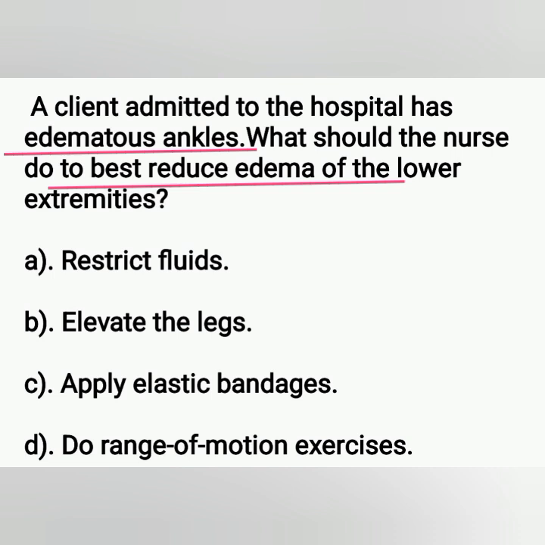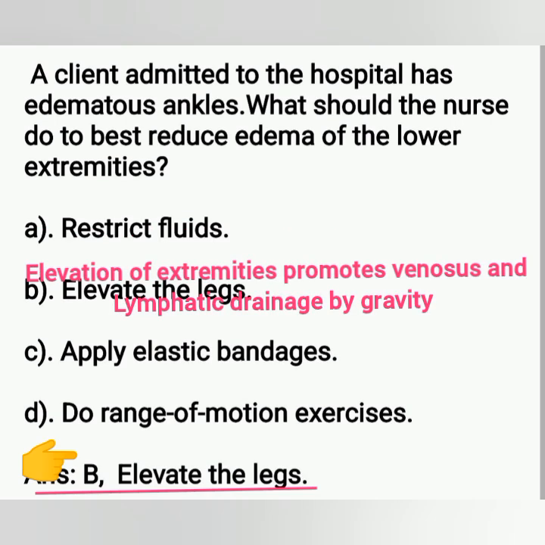Here the question is, a patient is admitted to a hospital with the complaint of edematous ankle. What should the nurse do to best reduce the edema of the lower extremities? That is, what is the symptomatic management we can give to reduce the edema of the lower extremities? That is the question. And the correct answer is option B, elevate the legs.